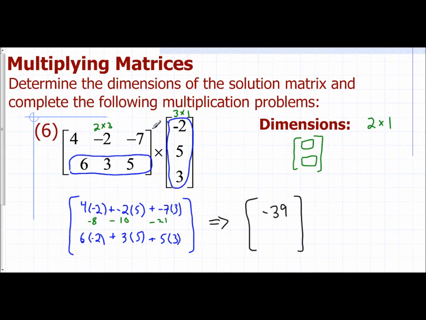And I'm going to repeat the process down below. 6 times -2 is -12. 3 times 5 is +15. 5 times 3 is also +15. And so we have -12 plus 15, which is 3, plus 15 gives me 18. And so my end result matrix is the 2 by 1 matrix of -39, 18. And we look at our final matrix, it looks just like the picture I drew in the beginning. It has 2 rows and 1 column.